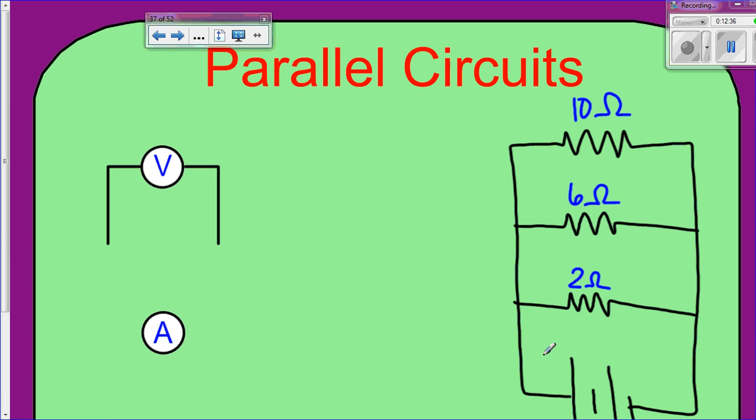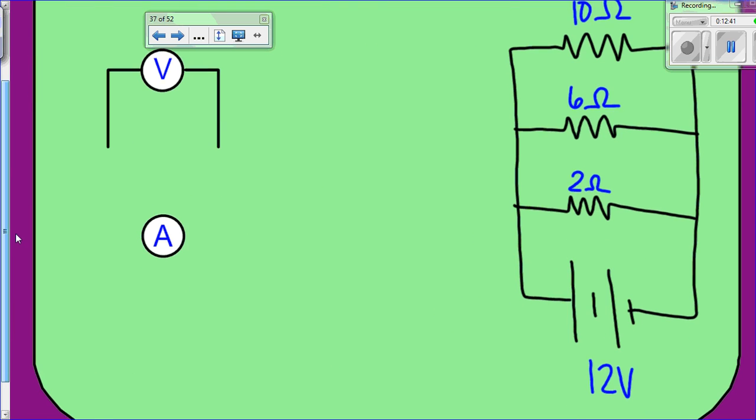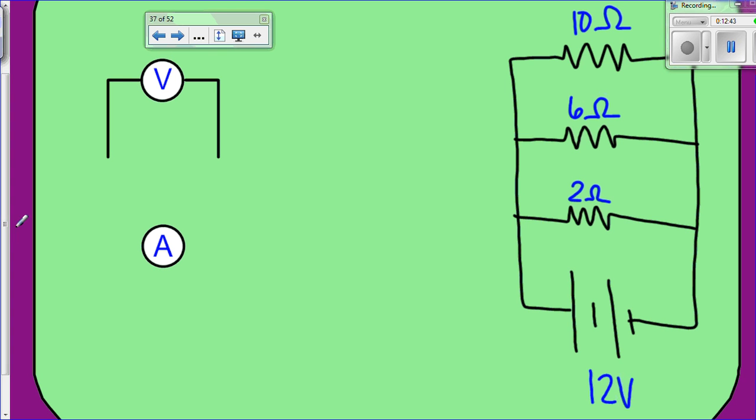Okay, now let's do a parallel example. We're going to start out the exact same way we did before. We're going to find out what our totals are. So the first thing I want to write down is, what is my V total? This is usually the easiest because it's usually given. The V total is whatever the battery is, and in this case, it's 12 volts. The last one was 9 volts. This one's 12 volts.